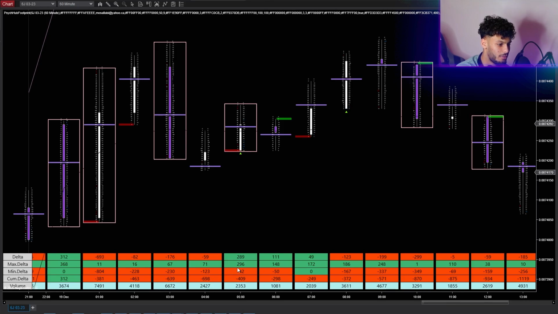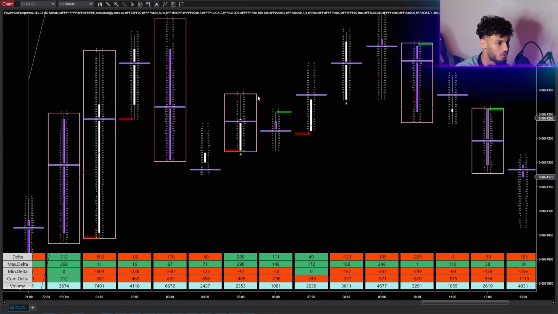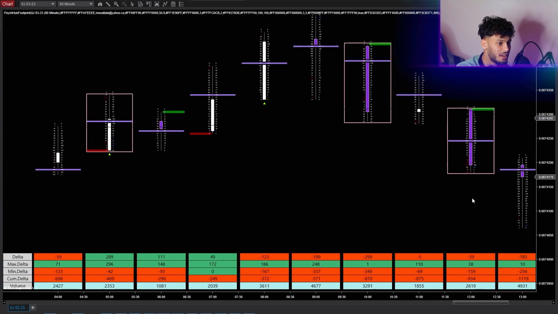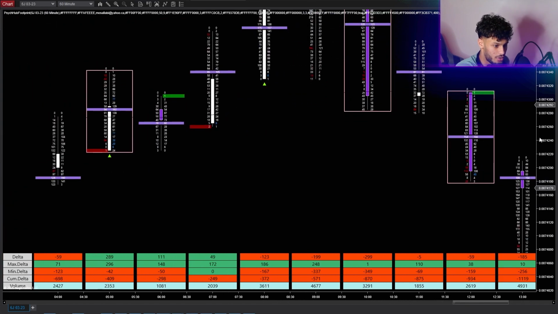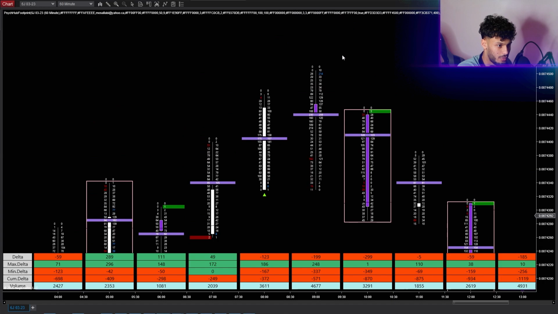And then you can also see the minimum delta right here: minus 42, minus 50, 167, 337, minus 349. So the minimum delta, the negative deltas, are now increasing. Very, very strong sign. But I still don't look for any entries. The time where I now execute my order, and I'll show you now, is going to be here.